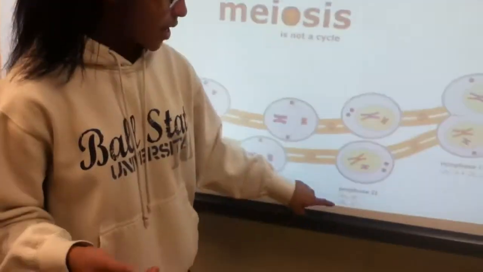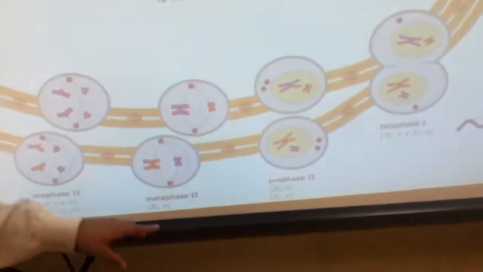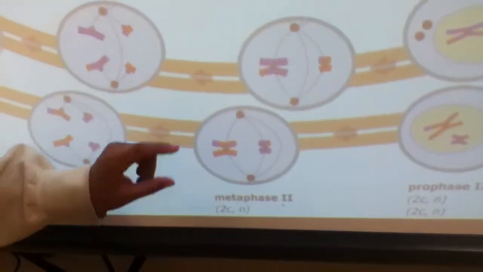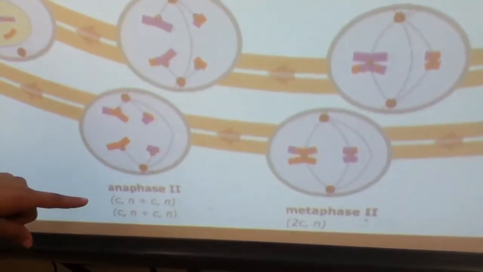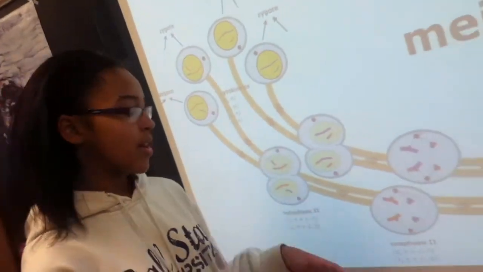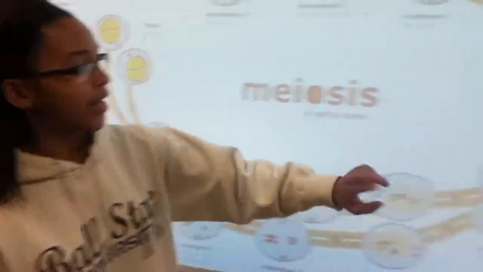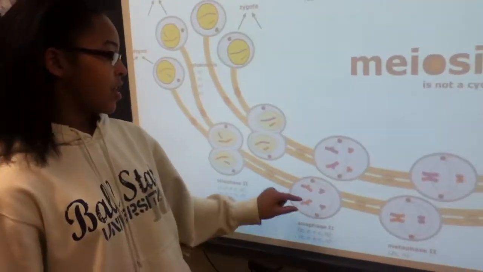In prophase 2, we have the chromosomes being condensed. In metaphase 2, the chromosomes are lined up in the middle of the cell, at the equator. And in anaphase 2, the spindle fibers pull back the sister chromatids of each chromosome. Anaphase 2 differs from anaphase 1 because in anaphase 2 you pull back the sister chromatids, and in anaphase 1 you pull back the entire chromosome.